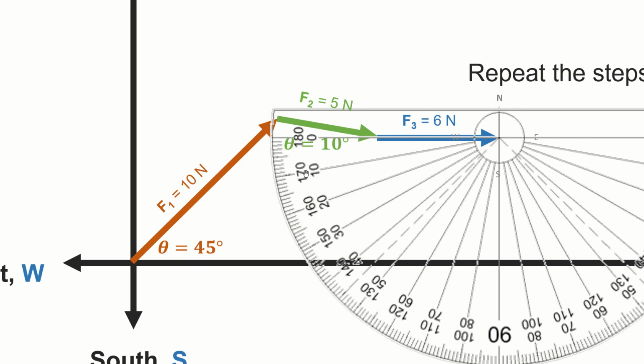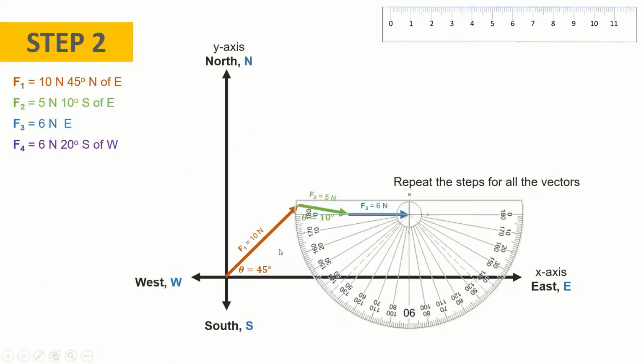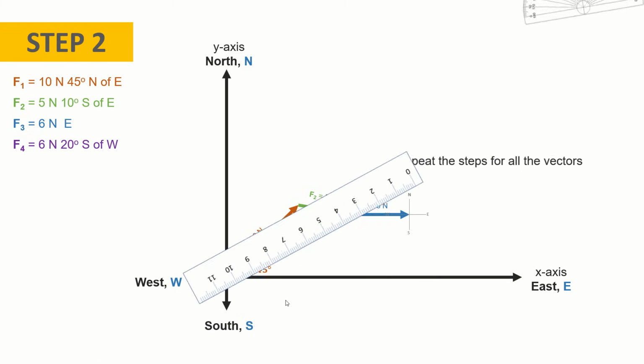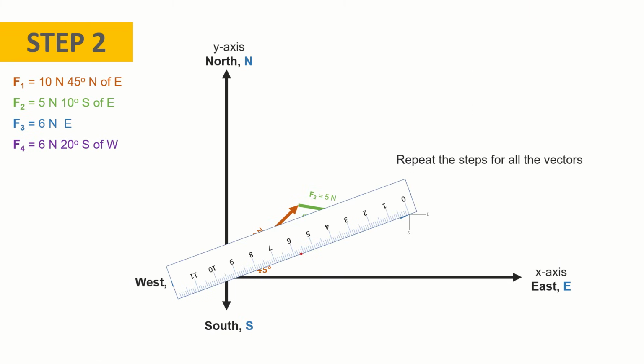So, we have here 10, 20. So, the mark for our 20 degree angle should be here. There. So, let us now sketch force vector number 4, which is 6 newtons south of west.